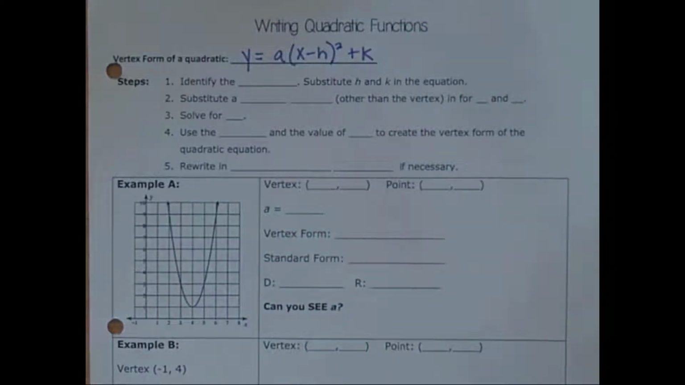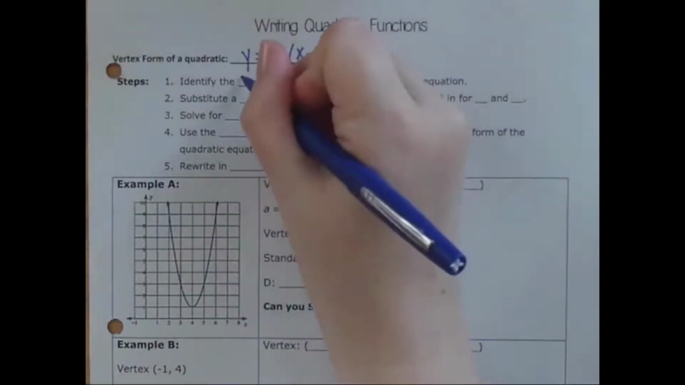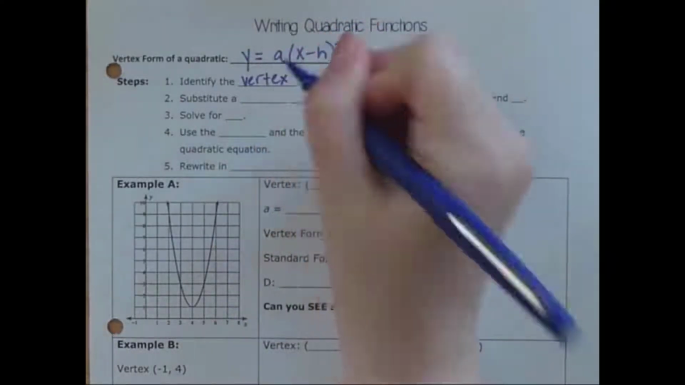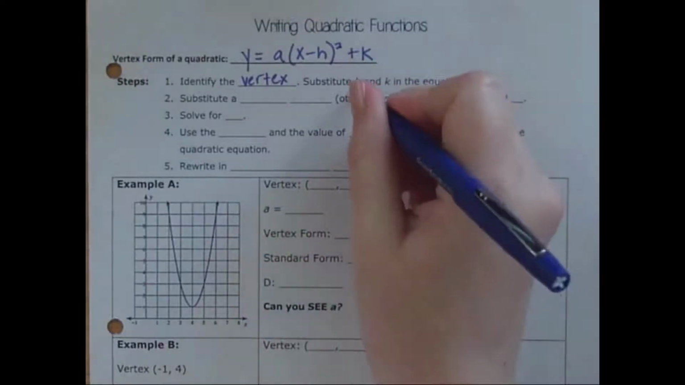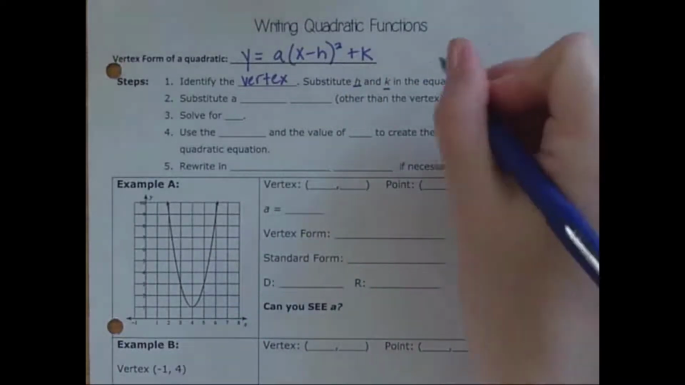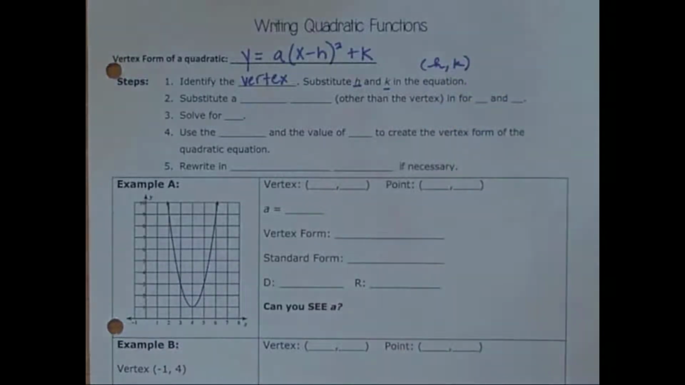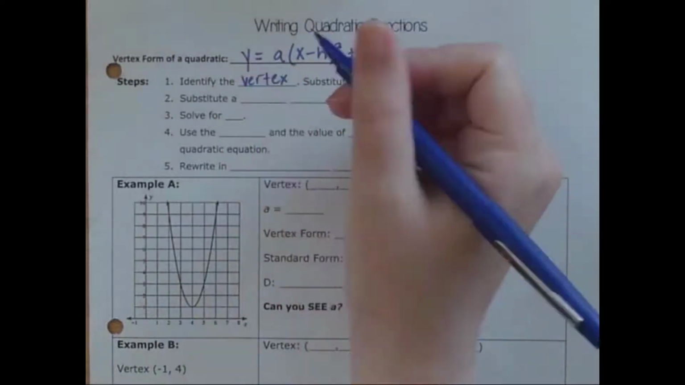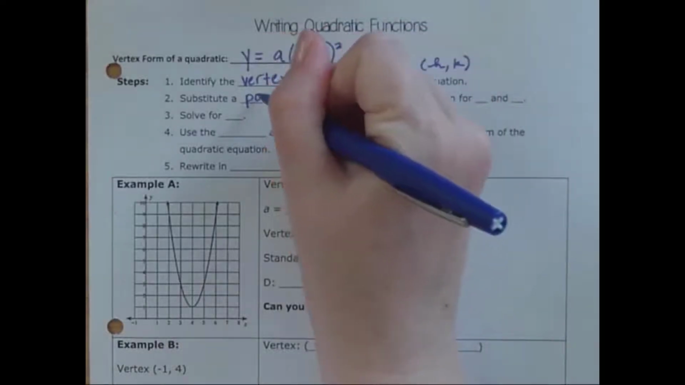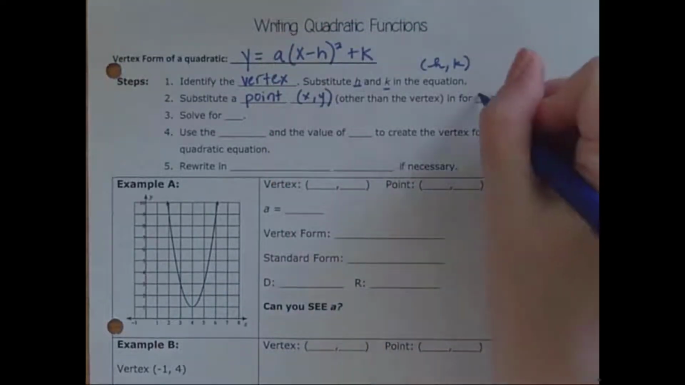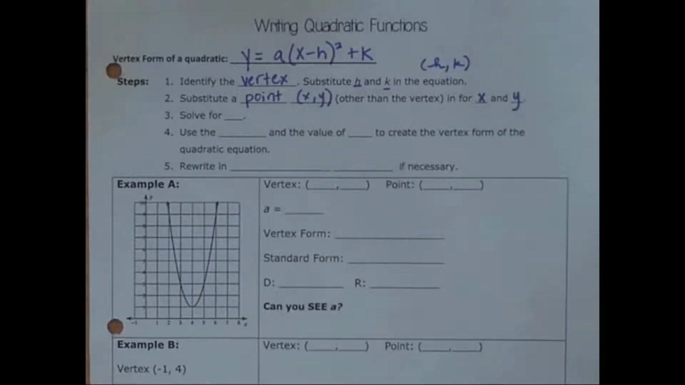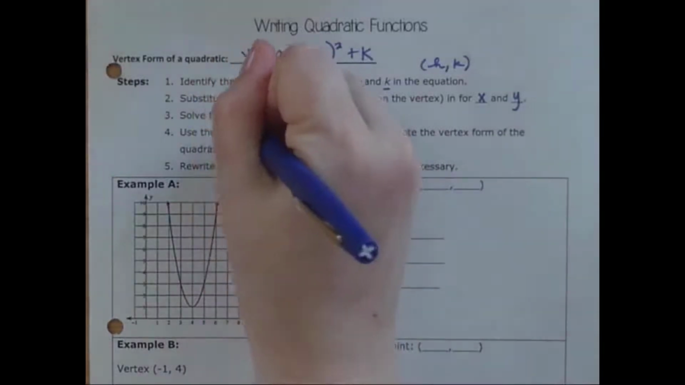Okay, so in order to write something in vertex form, first you have to identify the vertex. The vertex gives you h and k, right? And we can use that in the vertex form of the equation. What else we'll need is another point. And we're going to use that to sub in for x and y. And we're going to use these to solve for a.